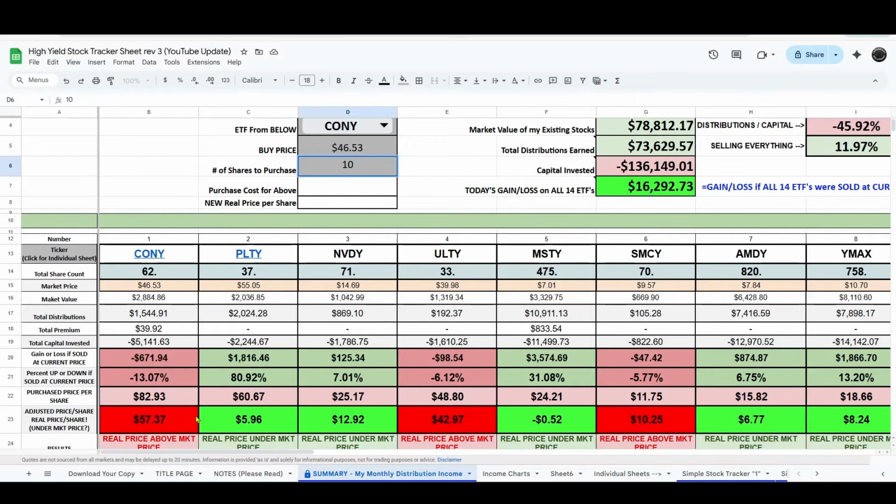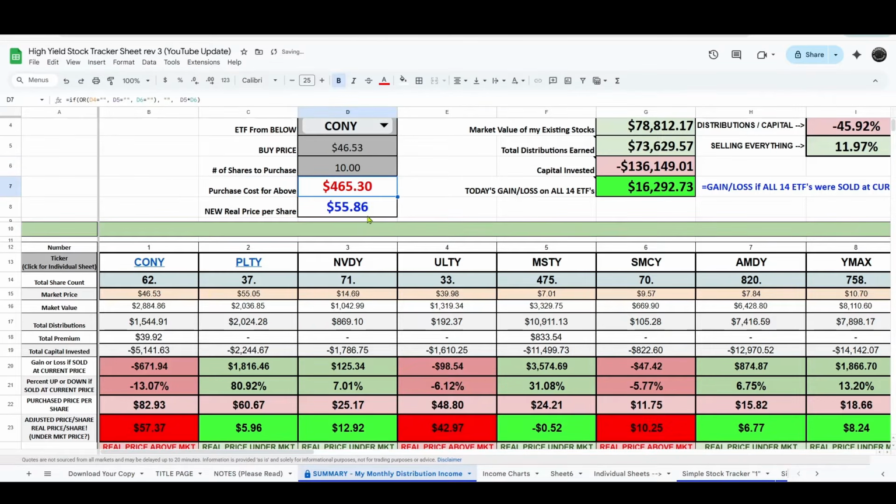Because currently it's at $57.37 for CONY. But if I bought 10 shares at that current market price, how much would it actually lower my real price per share before I would purchase it? So it's just kind of a little peek into the future, right? So 10 shares at $46.53 is going to adjust my real price per share down to $55.86. Okay, so where it's sitting at $57.37, if I bought 10 shares at $46.53, then it's going to take that real price per share down to $55.86.